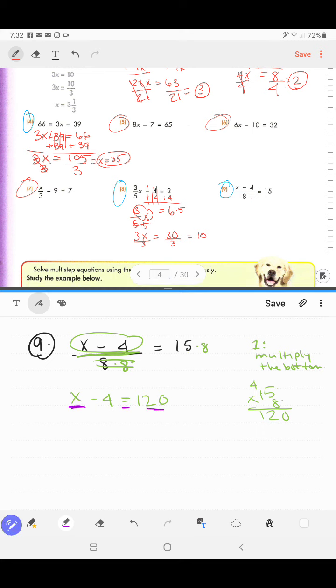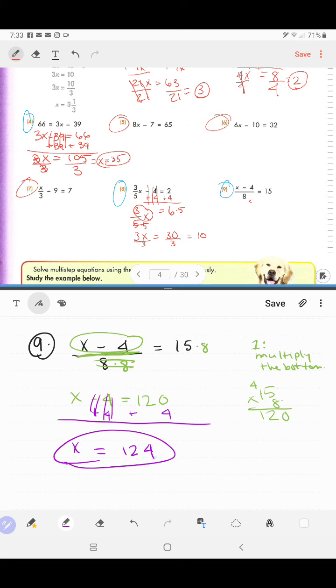So we're going to do x's equals numbers. 4 is out of place. So do the opposite of the sign. Opposite of the sign. That eliminates the 4. X equals 120 plus 4 is 124.